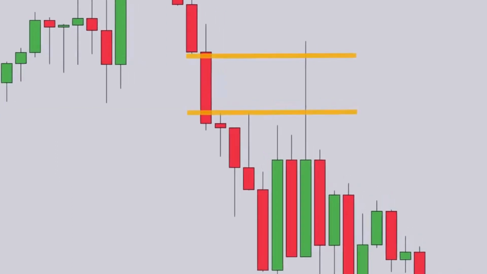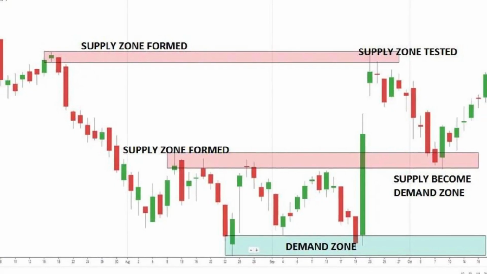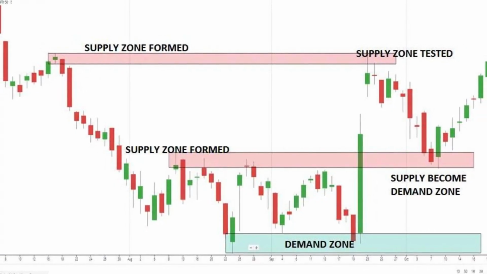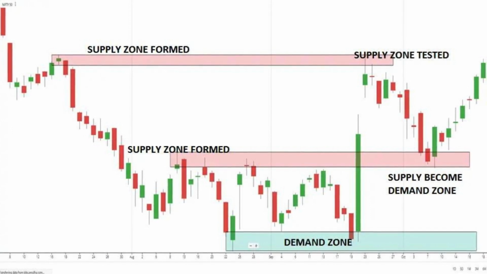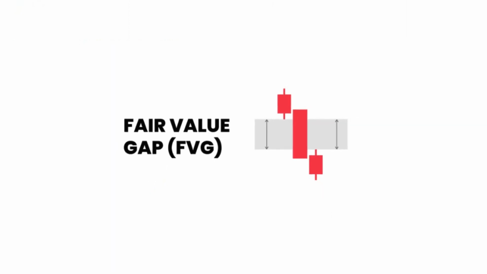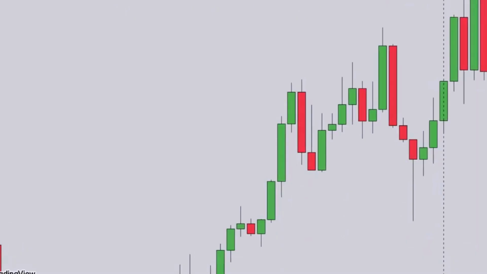If you are familiar with supply and demand trading, you know that this is the same principle as supply and demand. When we identify a supply zone in the market, it is likely that the price will return to these supply zones in the future. Therefore, we can use FVG to identify entry and exit points in the market.